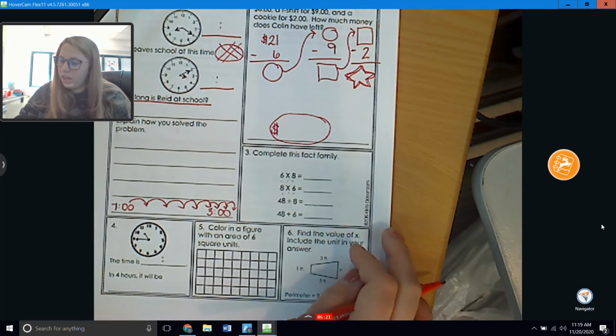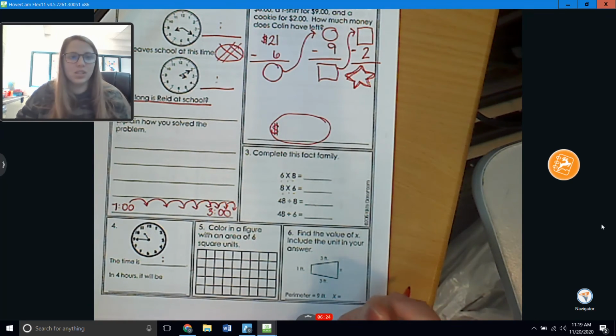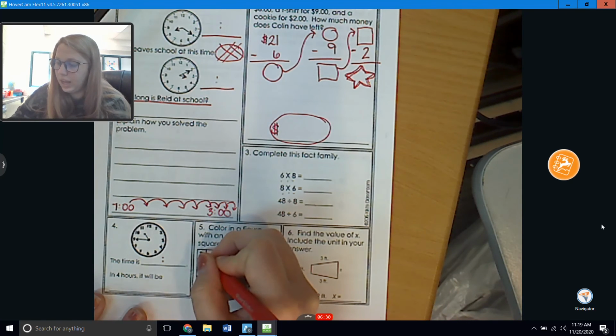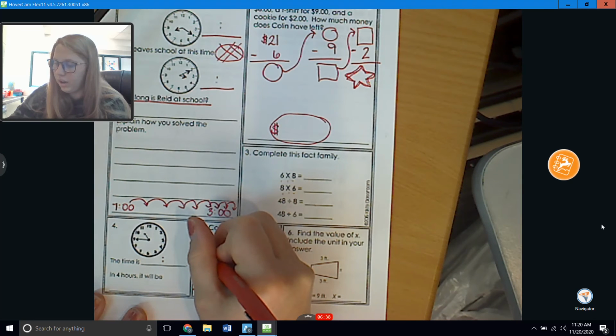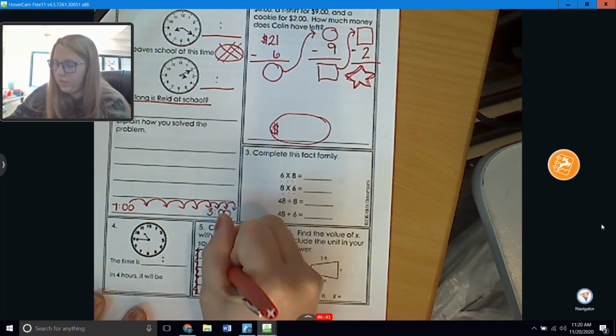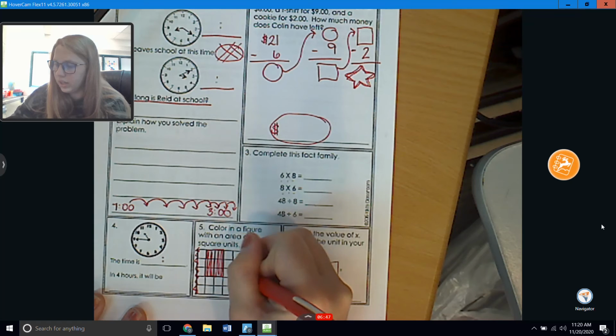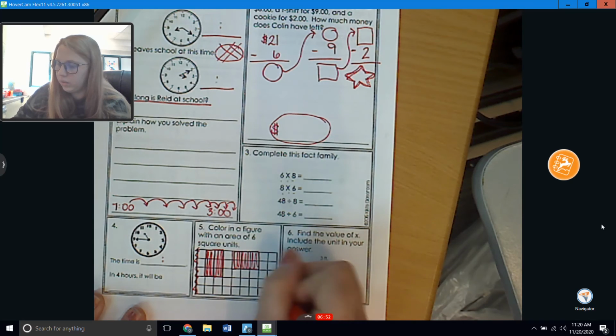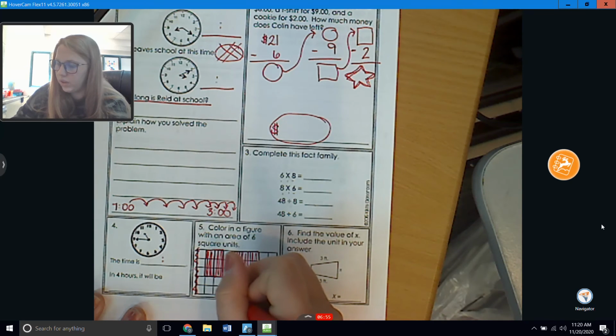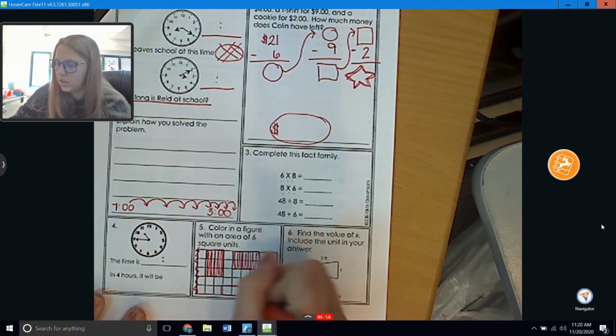Number 5, color in a figure with an area of 6 square units. I will show you some examples. I could have, oh, not even that. Mrs. Hamlin messed up. You could have 1, 2, 3. This could be 6 square units. You could also turn it on its side. You could do one long row, 1, 2, 3, 4, 5, 6, one long row of 6. It's just got to have 6 total squares that make up the shape.